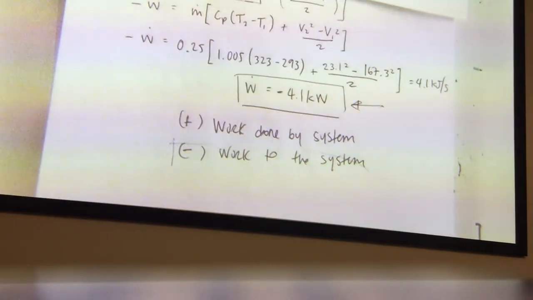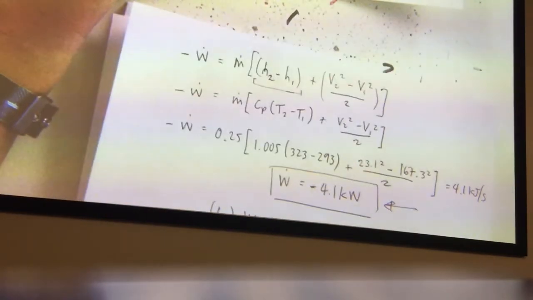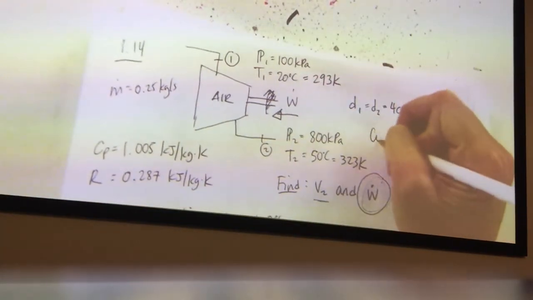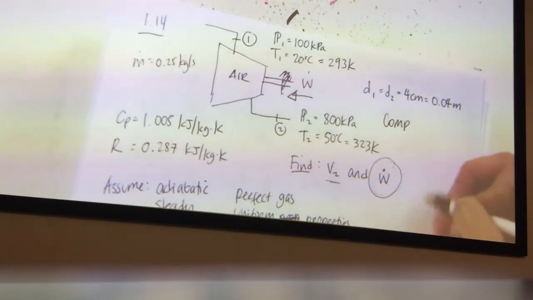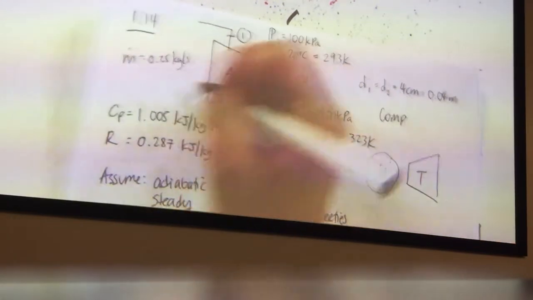So problem 1.14, if anyone has the book, to see what the description is? Compressor? Yeah, the turbine, actually. I'm mixing it up all along. The turbine looks this way, and the compressor looks this way.